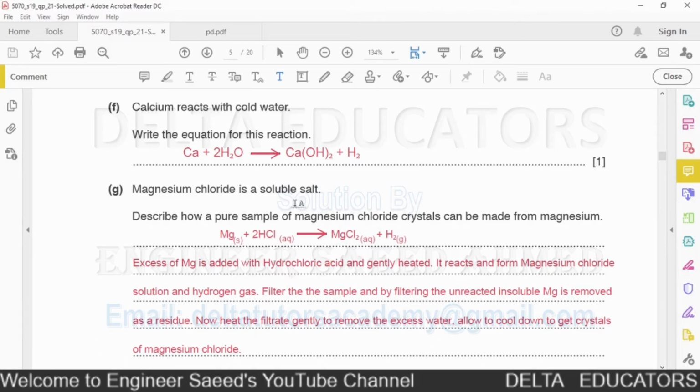So what we have to write here? Excess of magnesium is added with hydrochloric acid and gently heated. It reacts and forms magnesium chloride solution and hydrogen gas. Filter the sample, and by filtering, the unreacted insoluble magnesium is removed as a residue. Now heat the filtrate gently to remove the excess water. Allow to cool down to get crystals of magnesium chloride.